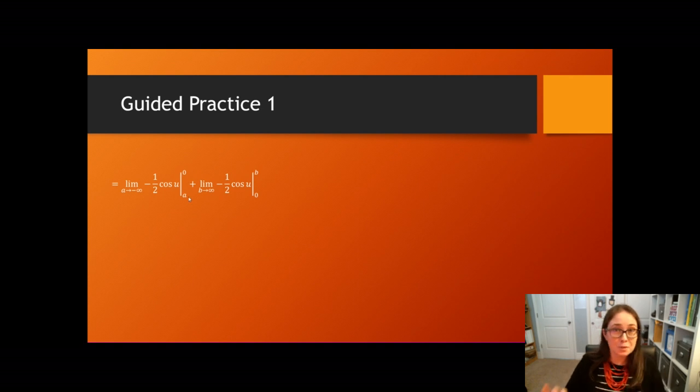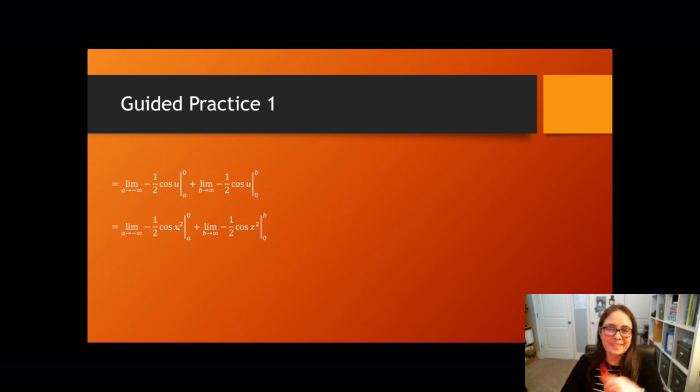Now, you might be a little bit rusty on evaluating definite integrals, so it's another thing you might want to brush up on for this section. And so I'm going to start by plugging in the upper limit and then subtract and then plug in the lower limit. So it's going to be negative 1/2 cosine of 0 minus negative 1/2 cosine of a. And then I'll do the same thing for the other one as well.